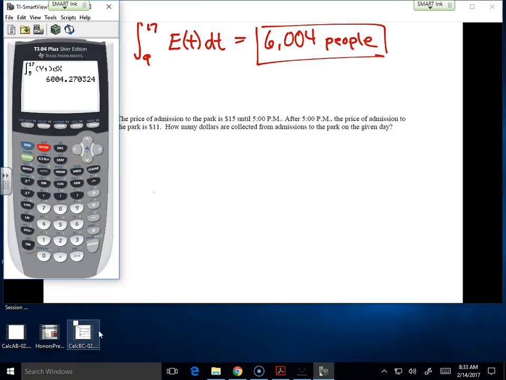The price of admission to the park is $15 until 5 p.m. Well, this would be nice if parks did this. A discount if you go in after a certain time. Anyway, price of admission to the park is $15 until 5 p.m. After 5 p.m., it changes to $11. Okay? How many dollars are collected from admissions to the park on a given day?